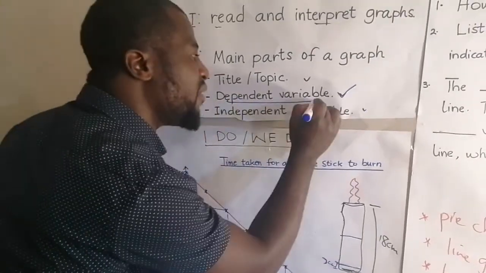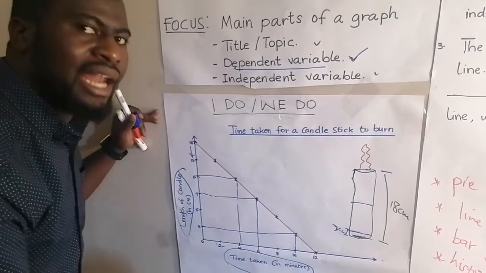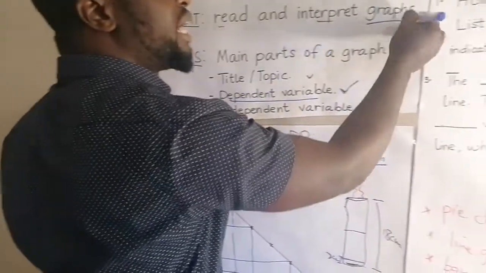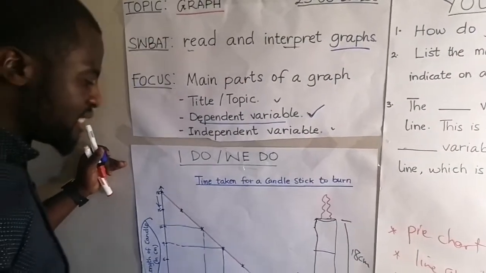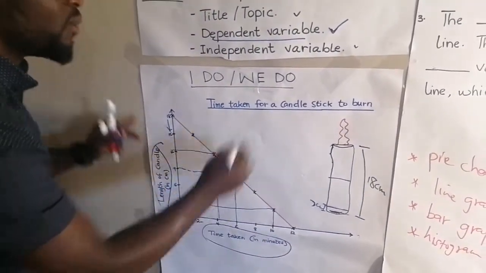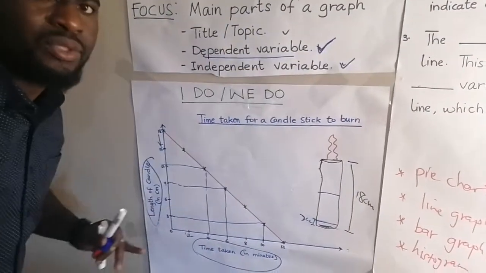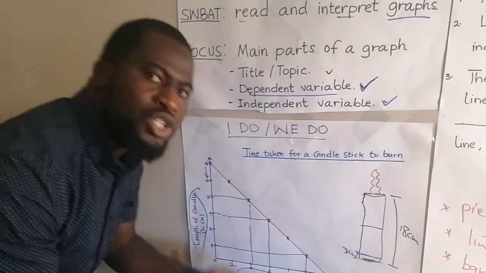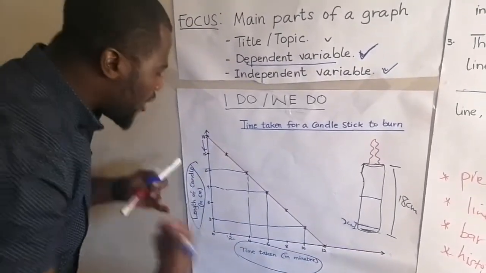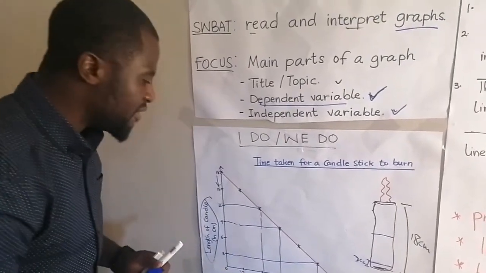So the dependent variable is the variable that depends on the other one in the analysis of data. So in graph work, when you talk of graph, it simply means the representation of two variables. The variables are what? The dependent variable and the independent variable. So a graph simply shows us the representation of two variables, which are the dependent variable and the independent variable.